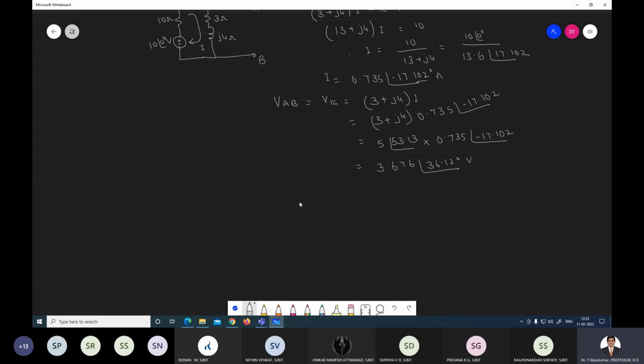He asked only what is the Thevenin equivalent. So what is the Thevenin equivalent? This is the Thevenin voltage now here, 3.676 at an angle of 36.12, and the Thevenin impedance that you have to write. So Thevenin impedance is how much you got? 2.969 minus J7.83 ohm. He has not asked the current flowing through the load because he has not given a load, but he asked only the Thevenin circuit. This is the Thevenin circuit.